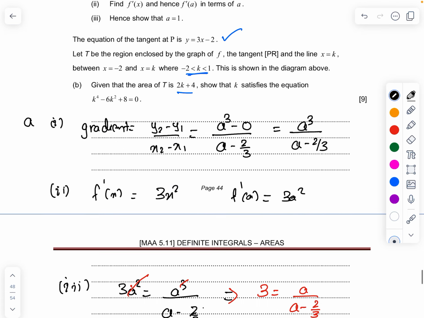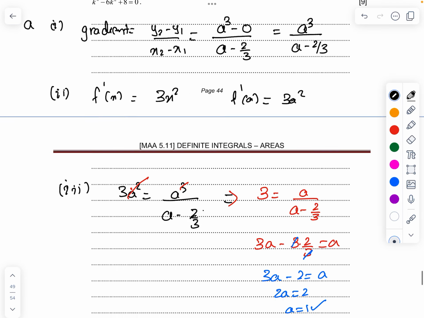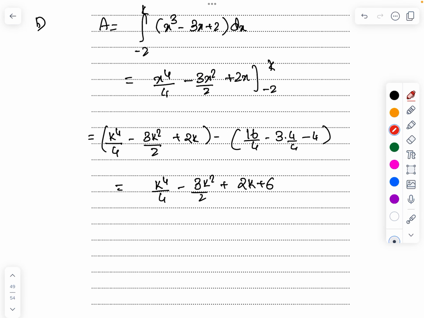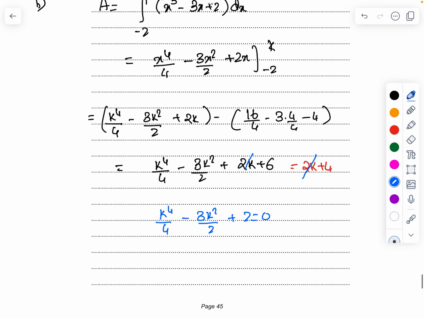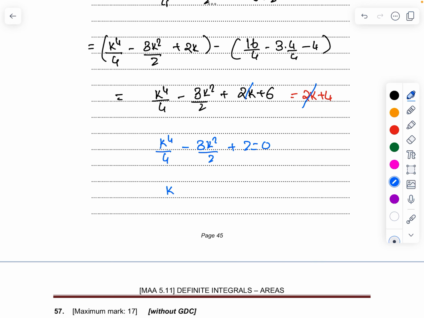But that area is nothing but how much? 2k plus 4. So that is equal to 2k plus 4. So what do I get out from there? 2k gets cancelled. k to the power 4 upon 4 minus 3k squared upon 2 plus 2 equals 0. Multiply by 4, so it becomes k to the power 4 minus 6k squared plus 8 equals 0.